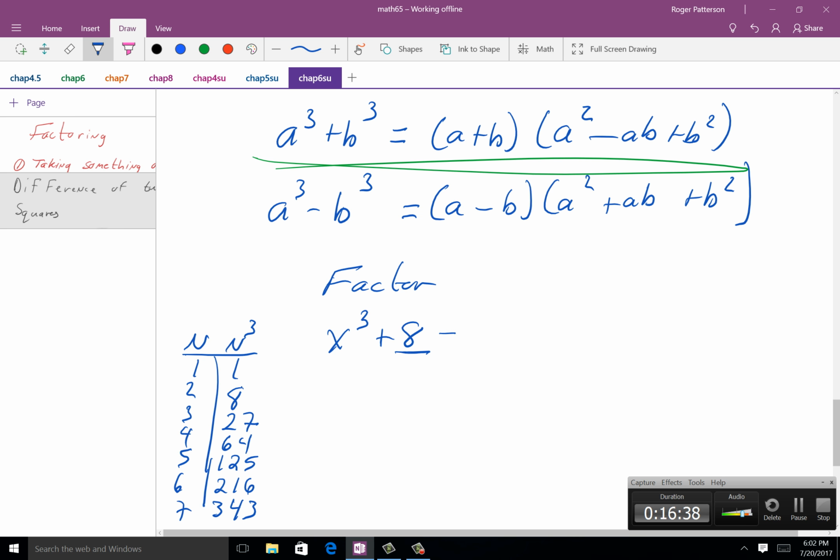Here's how it works. First of all, a cubed is just a, so x cubed is just x. So I put that there. B cubed, cube root of b I should say, cube root of b cubed is b, and the cube root of 8 is 2, so that goes there. Then you're going to take whatever this is here and square it. So it'd be x squared minus multiply those two.